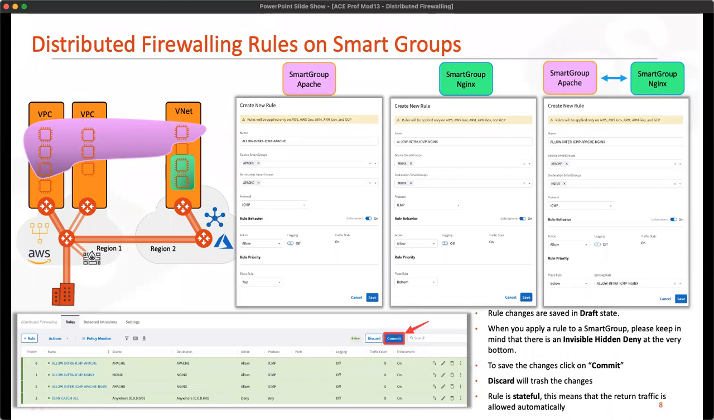And this commit is what will make the rule effective. If you click on discard, that will discard the changes. You only need the rule in one direction, meaning that these are firewall or stateful rules. Thus, you don't need the rule in the opposite direction.